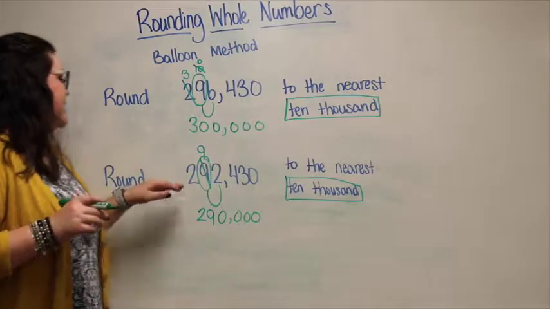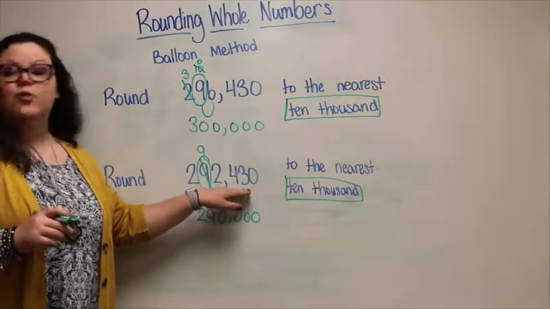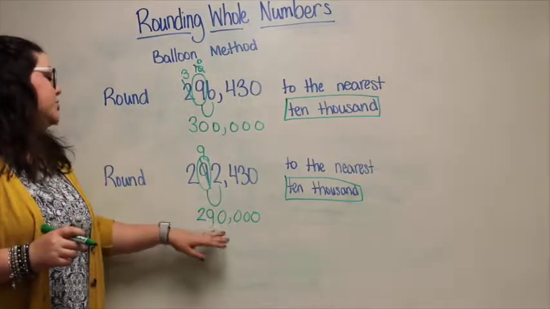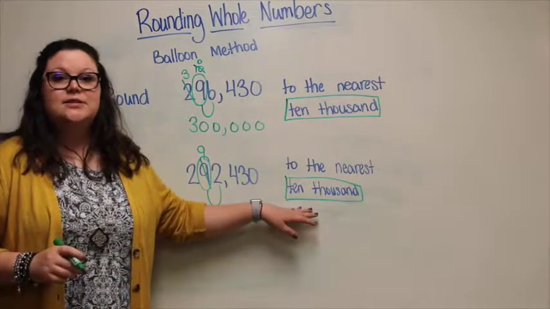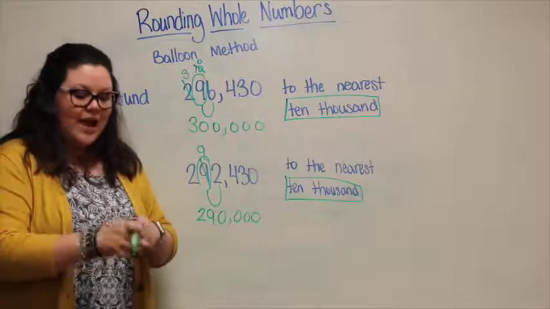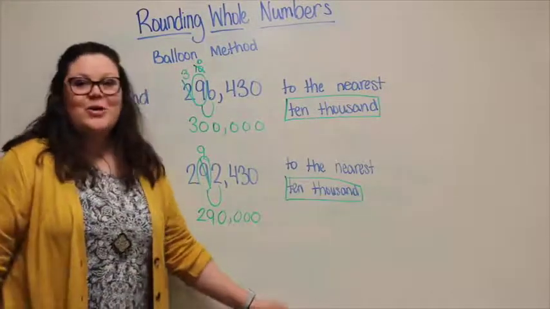So I could say 292,430 rounds to 290,000 when rounded to the nearest 10,000. Okay? So that's the balloon method with rounding.